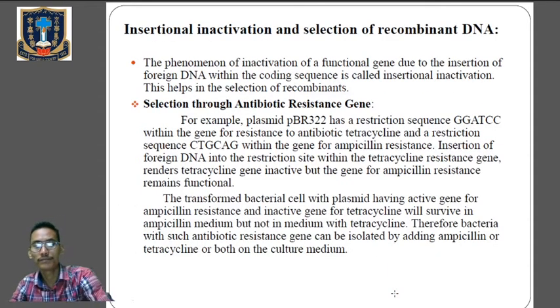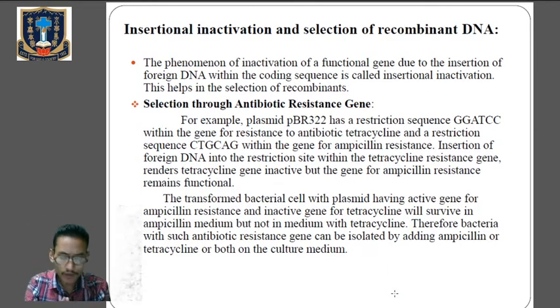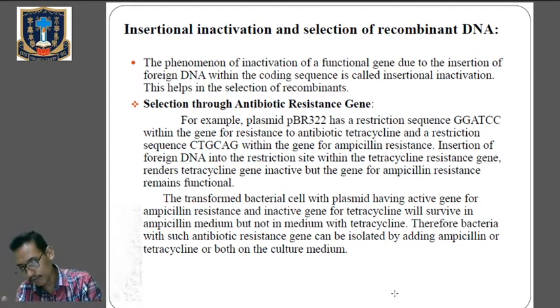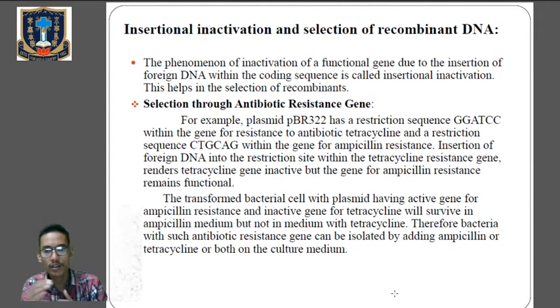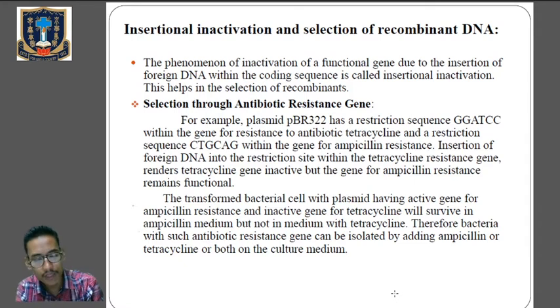Clear? Okay. So now how do we identify which one is a transformed bacterial cell and which one is non-transformed, recombinant and non-recombinant? The question comes over here. Recombinant means having recombinant DNA, having undergone transformation, and non-recombinant means which has not undergone transformation, which does not contain recombinant DNA. So how to identify the recombinant DNA and the non-recombinant DNA?